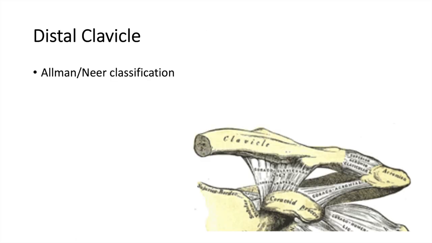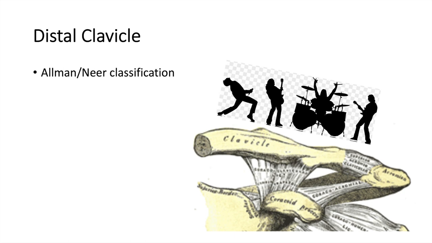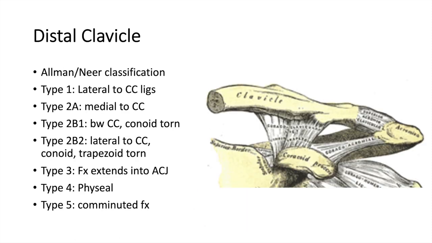So first is the distal clavicle. This is the Allman classification. When I think of the Allman classification, I think of the Allman Brothers, an old country band. I think of the clavicle as a stage. And so the Allman classification is the Allman Brothers playing on the clavicle. Knowing it is not particularly high yield, but we'll go over it here.